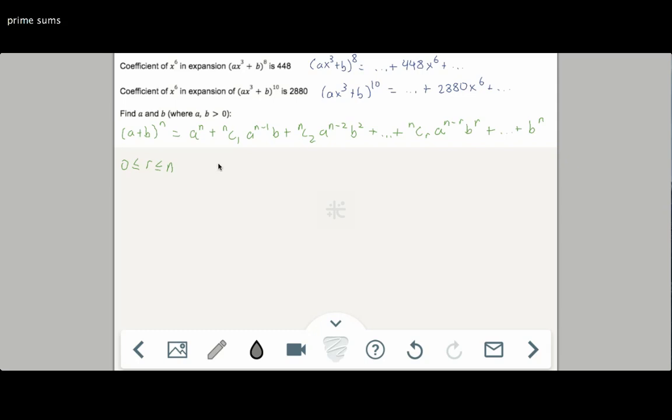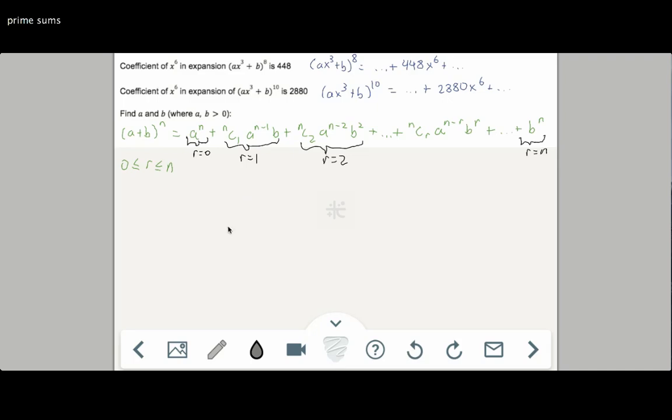So basically, this is the r equals 0 term. This is the r equals 1 term. This is the r equals 2 term, and so on. This is the r equals n term. So what we have to do is find out what r has to be in each of these expansions to get x to the power of 6.